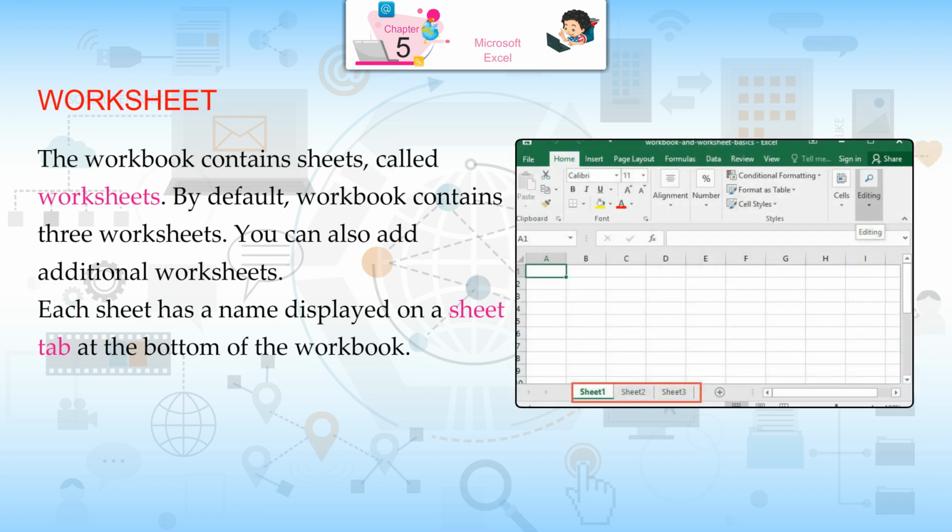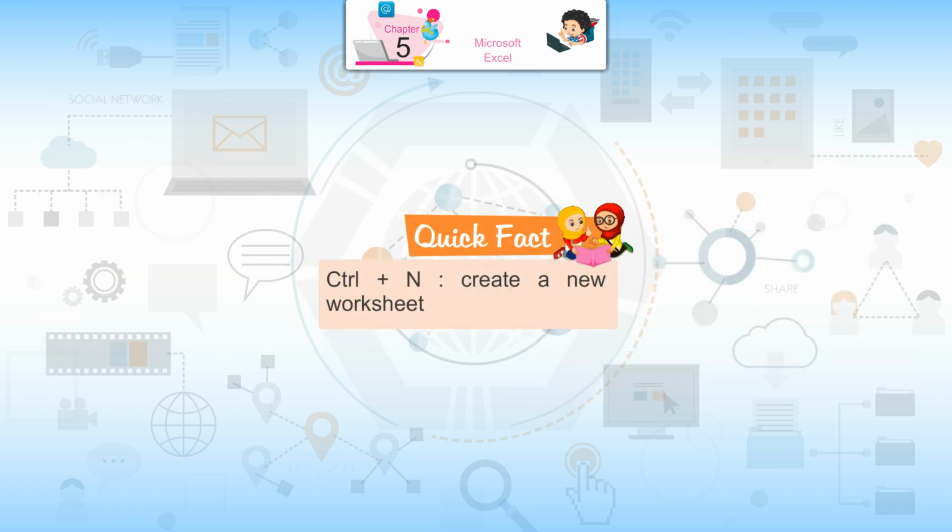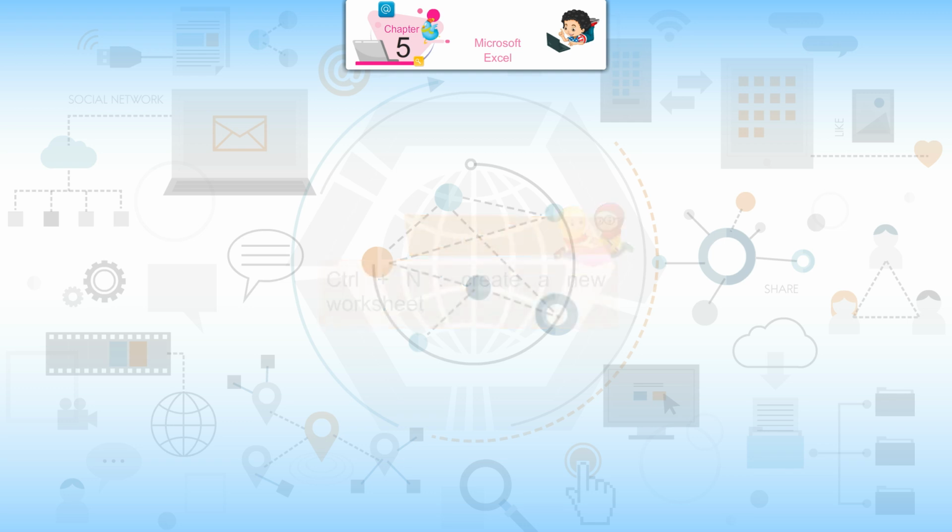Worksheet. The workbook contains sheets called worksheets. By default, a workbook contains 3 worksheets. You can also add additional worksheets. Each sheet has a name displayed on a sheet tab at the bottom of the workbook. Quick fact: Ctrl+N creates a new workbook.